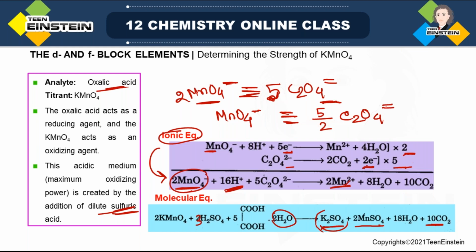Okay, any doubt? So in this way we can determine the strength of KMnO4, because oxalic acid is a primary standard solution. If you prepare this solution, you can keep it for a long time; its concentration will not change with time. But KMnO4's concentration changes with time. So just before the estimation of Mohr's salt, you first have to find out the exact concentration of MnO4 minus, and for that purpose you will use the solution of oxalic acid.